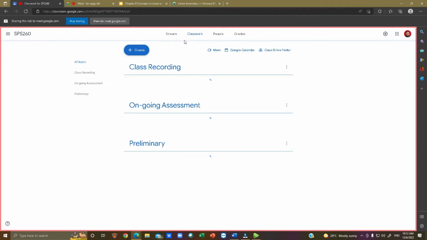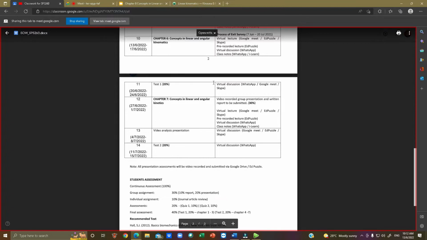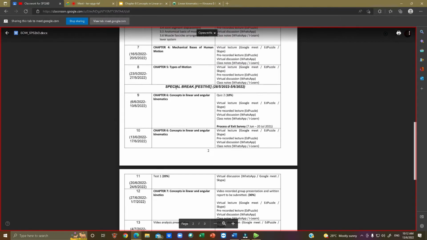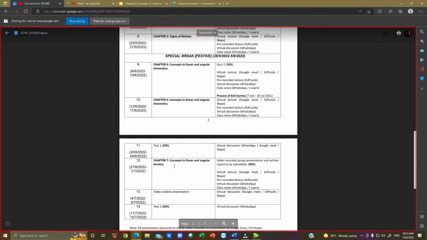Okay, let's go back to the scheme of work. Take a look. If you take a good look here, kamu akan ada video recorded group presentation and written report to be submitted on week 12, which is another 2 weeks. Is it possible for you to do so? Again, what you need to have is the main gist, dia kita start kat sini ni, linear and angular kinematics, linear and angular kinetics. Jadi my assumption we are going to finish all of this by week 12. Okay, so I'm going to move this submission to week 13.